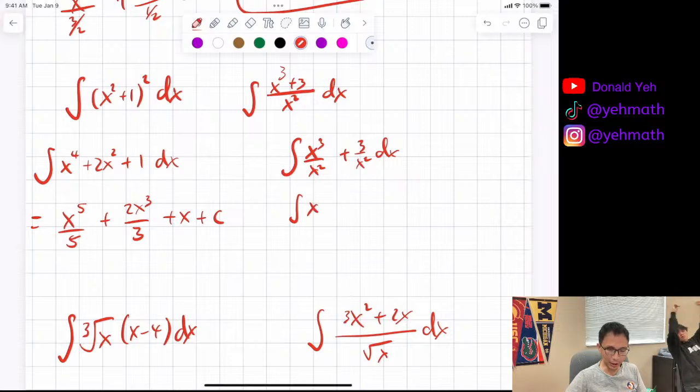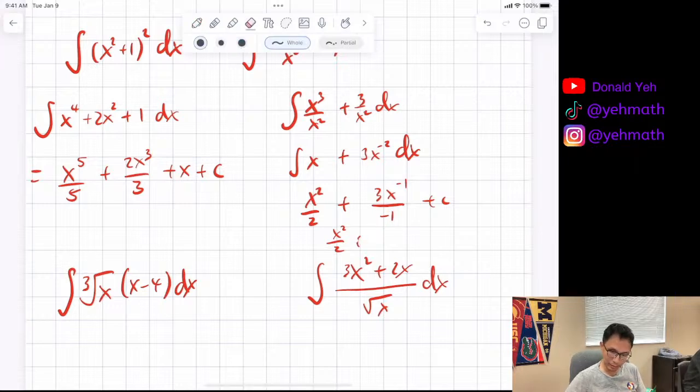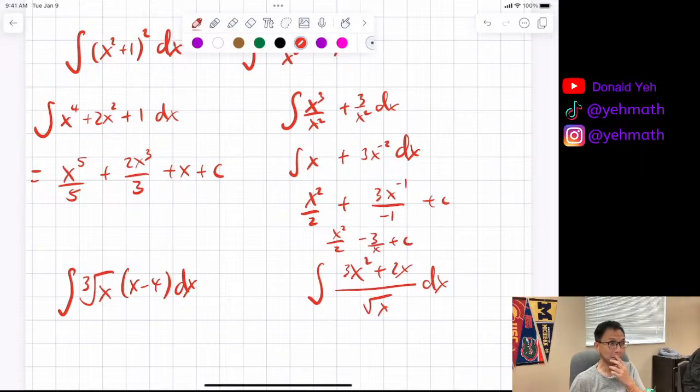All right, so the next one, we can split this. So that's gonna be the integration of x plus 3x to the negative 2. So that's gonna be x squared over 2 plus 3x to the negative 1 over negative 1 plus c. So it'd be x squared over 2 minus 3 over x plus c. Is that okay? Do you guys get that or no?